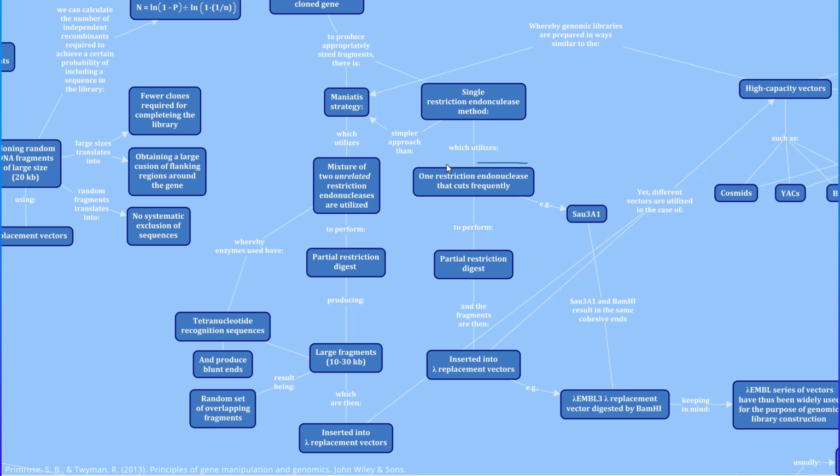So an example of one singular restriction endonuclease that can be used for the single restriction endonuclease method is Sau3AI. And the Sau3AI can be used to cleave the DNA. And then when it comes to insertion into lambda replacement vectors, we can use the EMBL3 lambda replacement vector digested by BamHI. What you have to keep in mind is that BamHI and Sau3AI both result in the same cohesive ends, so they result in the same sticky ends.